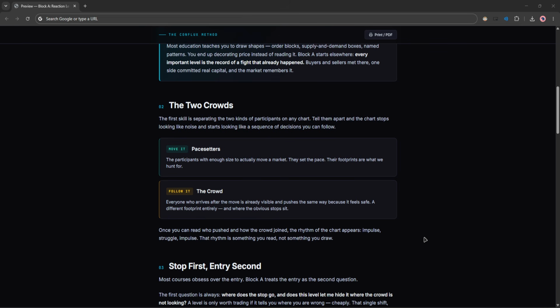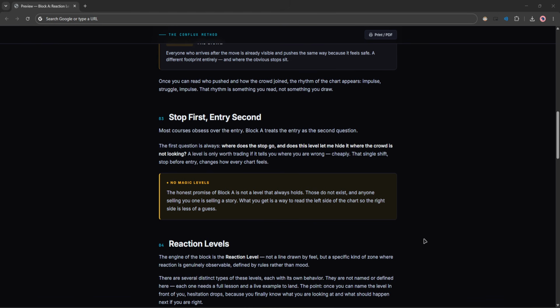Here's the part most courses get backwards. They obsess over the entry. Where do I get in? Block A treats the entry as the second question. The first question is always, where does the stop go? And does this level let me hide it somewhere the crowd is not looking? A level is only worth trading if it tells you where you are wrong cheaply. That single shift, stop first, entry second, changes how every chart you look at feels.